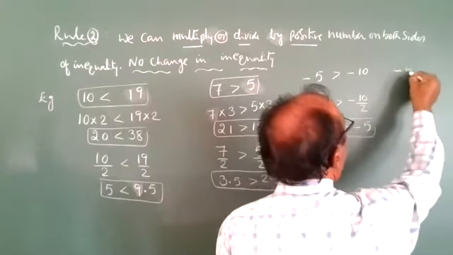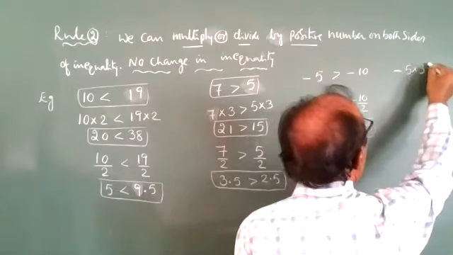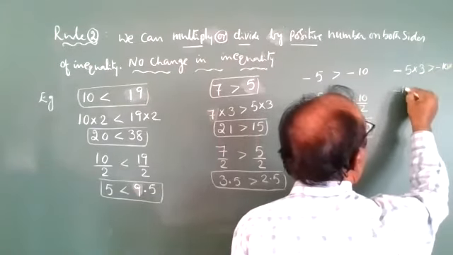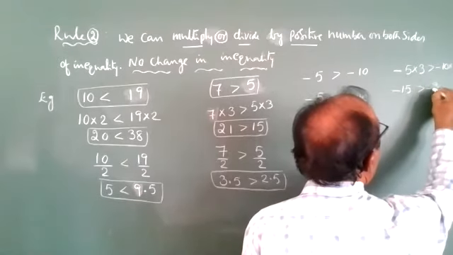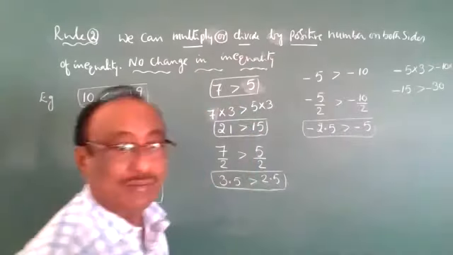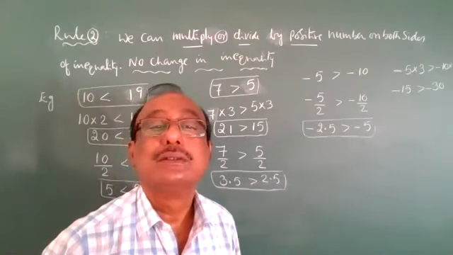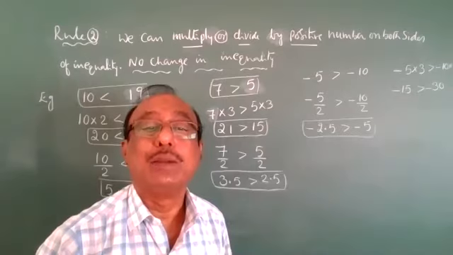Minus 5 multiplied by 3 and minus 10 multiplied by 3. Minus 15 on the left side, minus 10 on the right side. Therefore, minus 15 is greater than minus 30 is correct. Divide, multiply, only positive number.